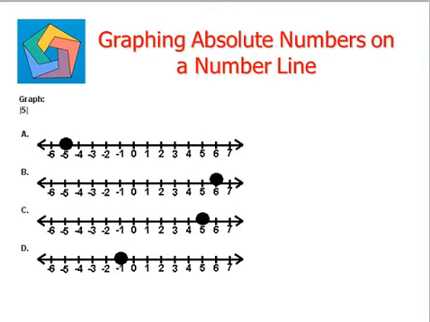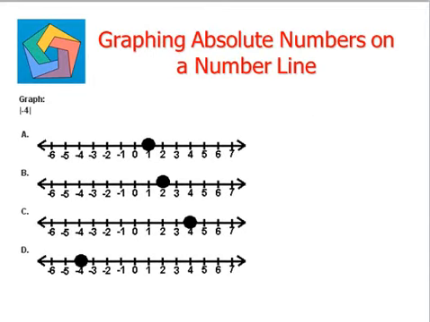Graph absolute value of 5. So as we saw earlier, the absolute value of a positive number is also a positive number, that is 5. So the graph will be shown at 5 on the number line, that is positive 5, which can be seen in option C. Let's look at the next question.